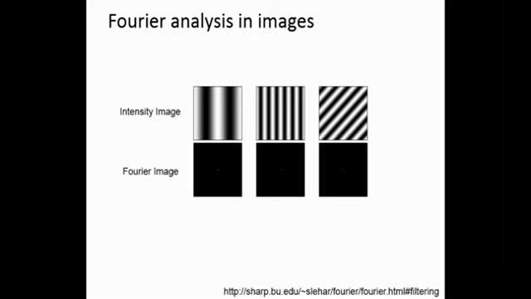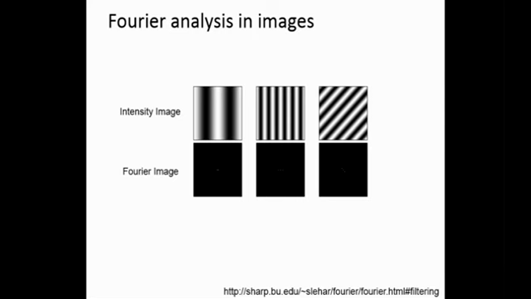The way that these images are arranged, the center is DC, meaning 0 frequency. The edges are high frequency. A high horizontal frequency goes along the horizontal direction. A high diagonal frequency goes along the diagonal direction. A high vertical frequency goes along the vertical direction. And the Fourier images are symmetric about the origin.